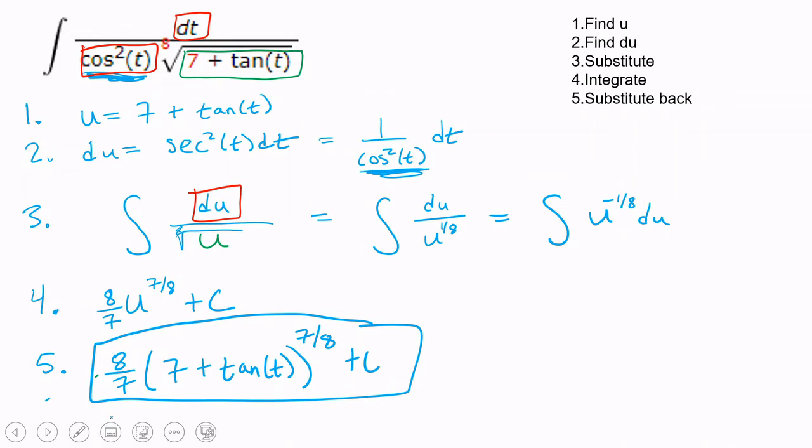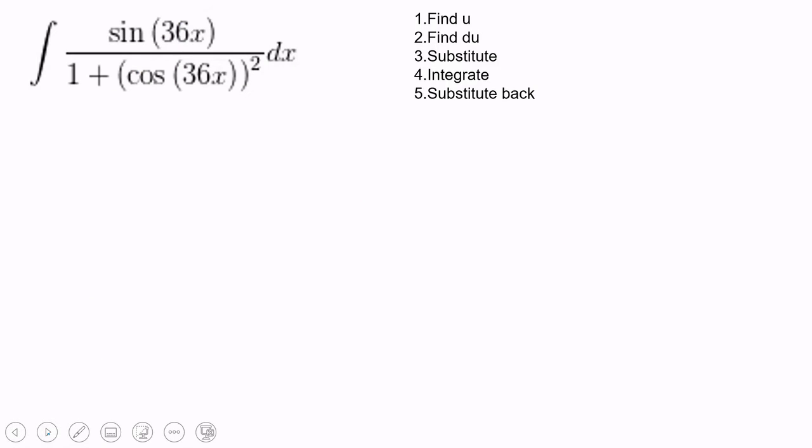All right, let's try another one. Okay, so let's try to find our u. U is equal to, okay, so we look at this and I say, oh, well, sine's derivative is cosine, so that could be an option. But then I say, well, cosine's in another function, so why don't we pick that one? Cosine 36x.